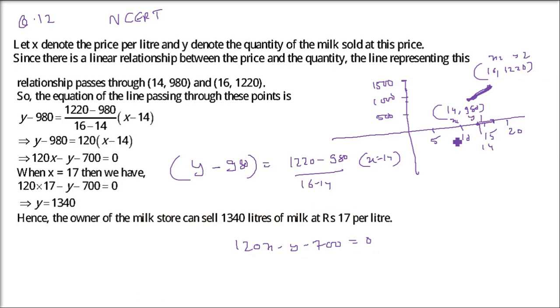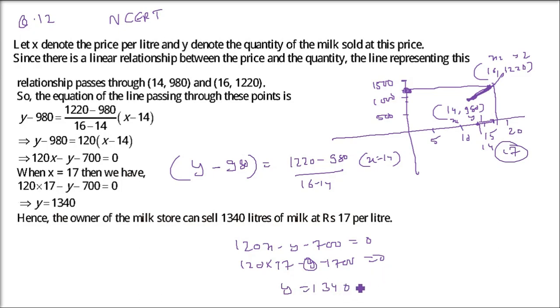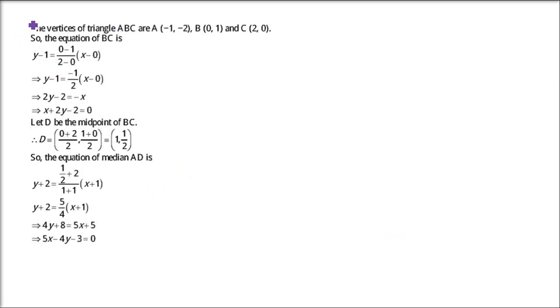Here, at 17, how much can he sell? So what will be the value of y if x is 17? Just put x as 17, try to find out the value of y. 120 into 17 minus y minus 700 is equal to 0. So y will be equal to 1340. This much of liters, the owner of the milk store can sell 1340 liters of the milk at 17 per liter.